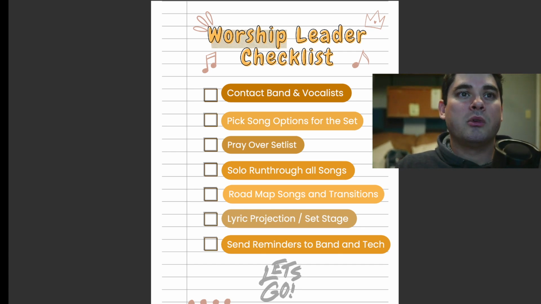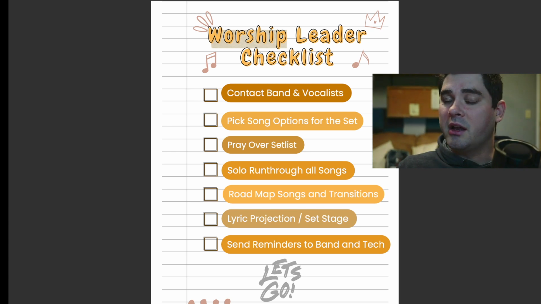Okay. Next thing that you're going to do is you're going to pick the song options for the set. Now, notice that I said pick song options for the set. At this stage, what I have found to be really helpful is to just go through my song list and pick a bunch of songs.